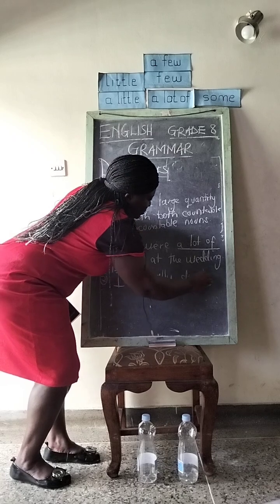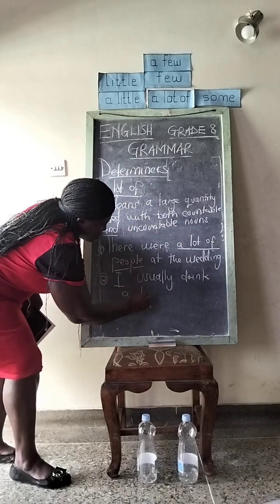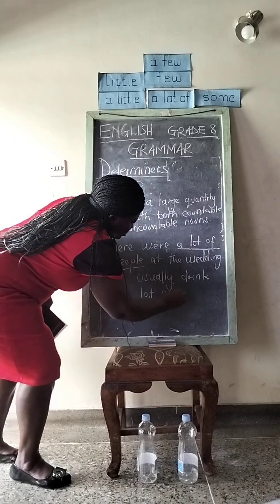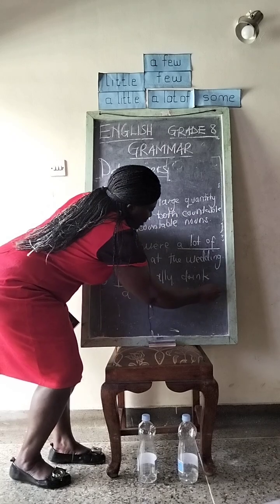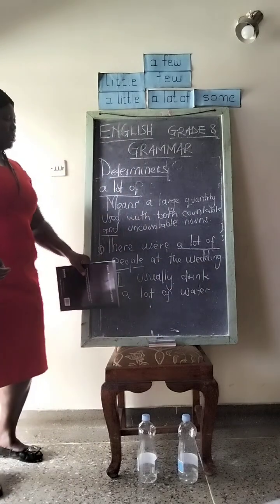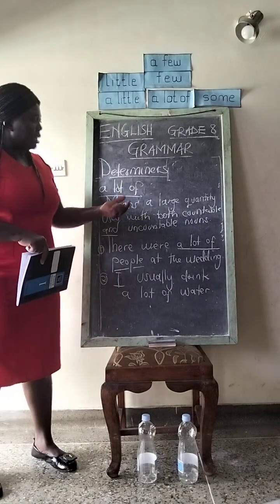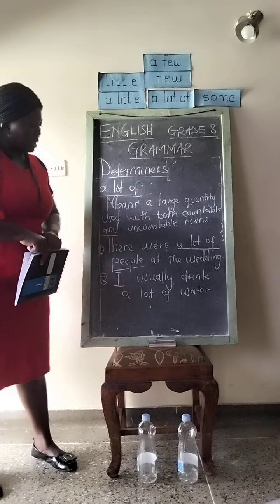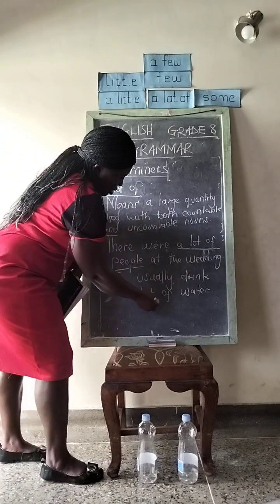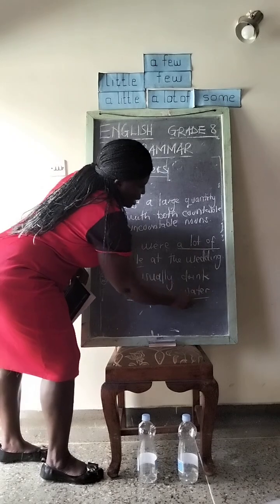I usually drink a lot of water. So here, a lot of is used with both countable and uncountable nouns. So, a lot of water, which is an uncountable noun.